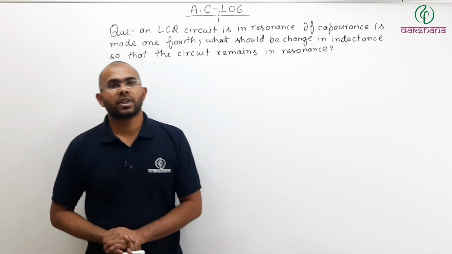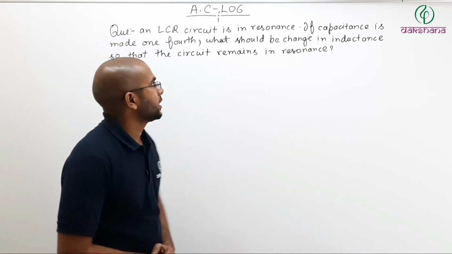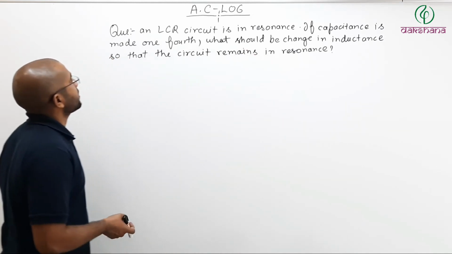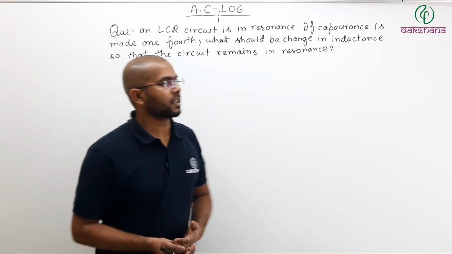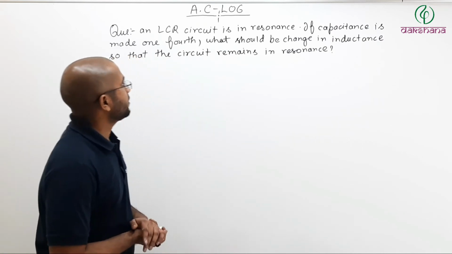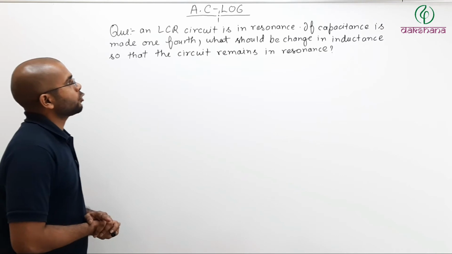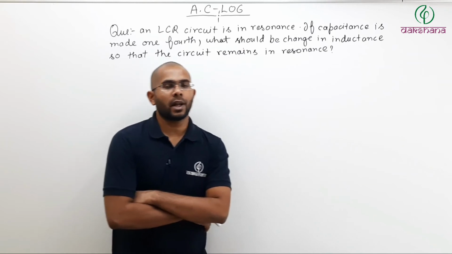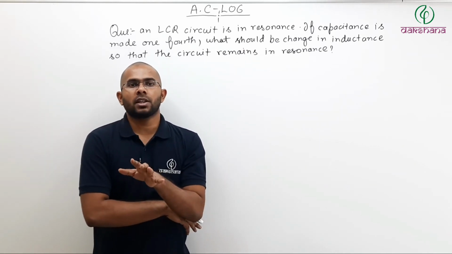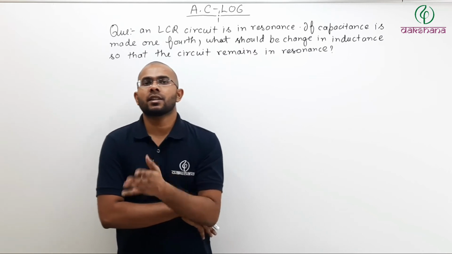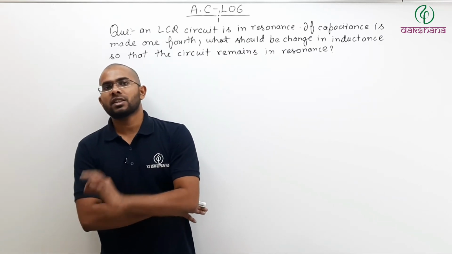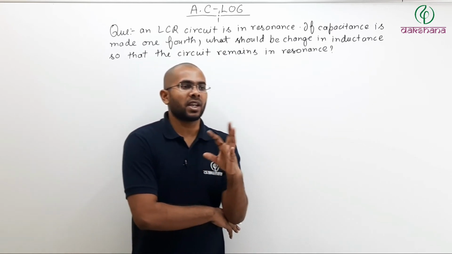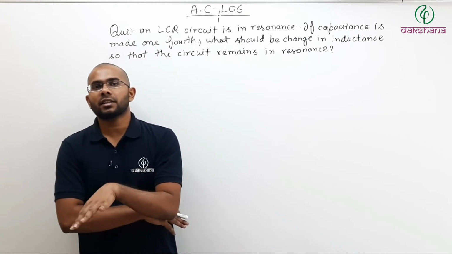Let us solve another question based on your LCR circuit resonance. Here the question is, in an LCR circuit which is in resonance, if capacitance is made 1/4, what should be changed in inductance so that the circuit remains in resonance? Here we are not making any changes in the power source, meaning the frequency of the power source remains the same. So on that same frequency, if the capacitor is changed, what should be the change in inductance so that resonance is maintained?